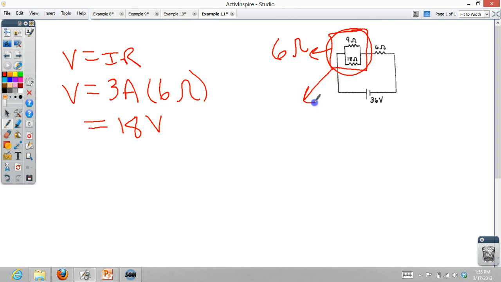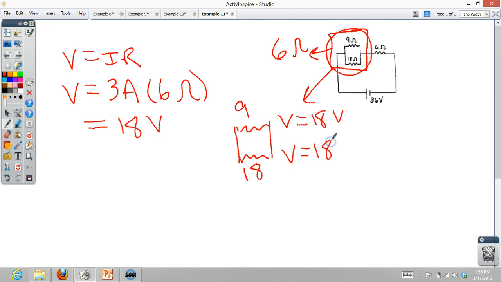If we make this a little bit bigger, we can draw the two resistors. And for each resistor, the 9 ohm and the 18 ohm resistor, the voltage going through each one of those is equal to 18 volts. So in parallel, each one of the resistors gets the same amount of push. You don't need to add them together, that just actually gets the same push going all the way through.